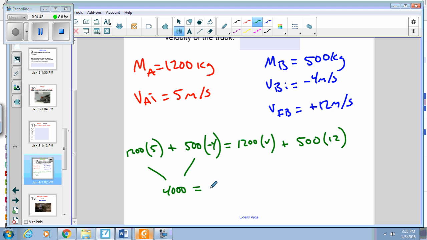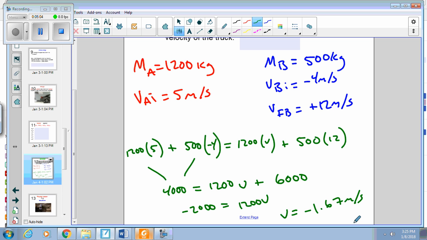4,000 equals 1,200 V plus 6,000, so negative 2,000 equals 1,200 V. V should equal negative 1.67 meters per second. So that means that the truck is moving backwards as well, but it's not moving as fast as the car. The car got more of that transfer.